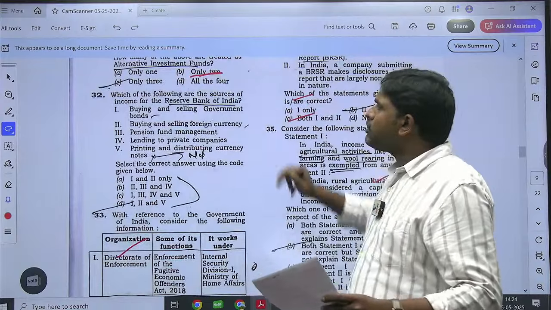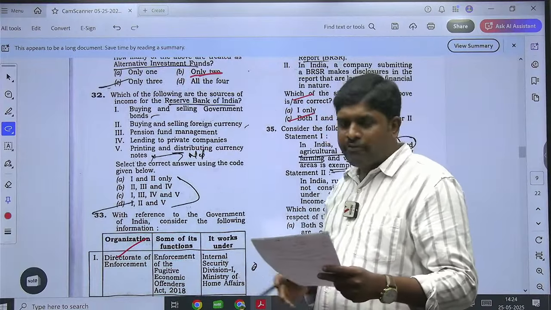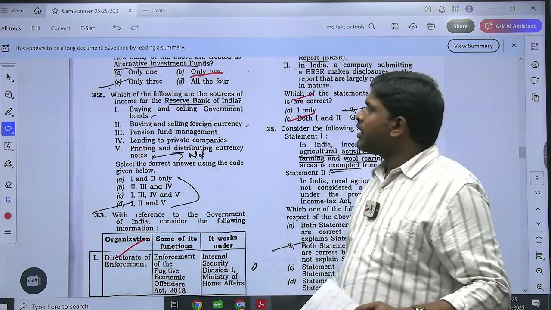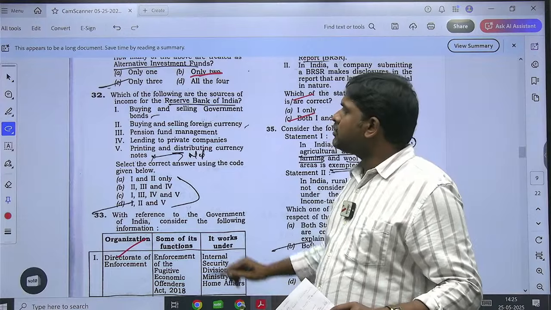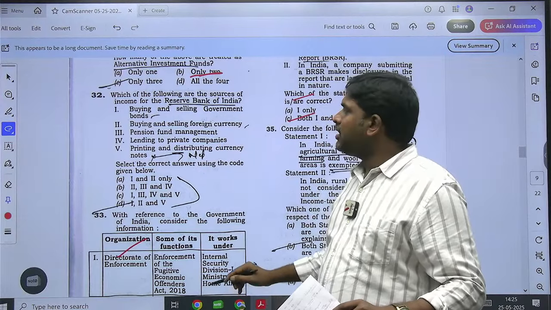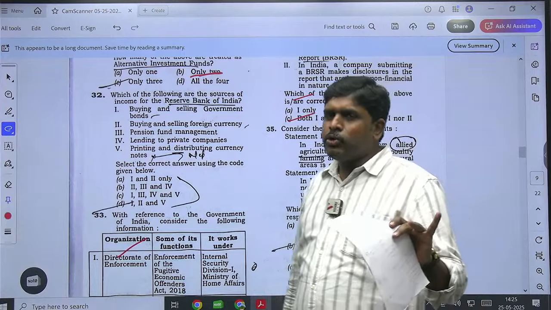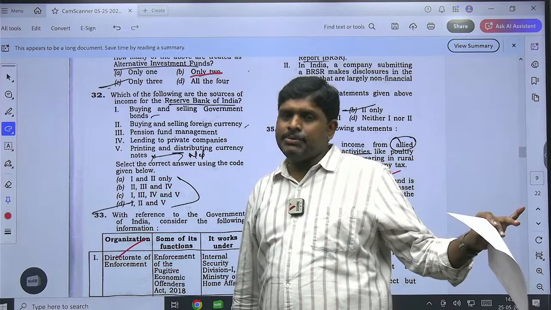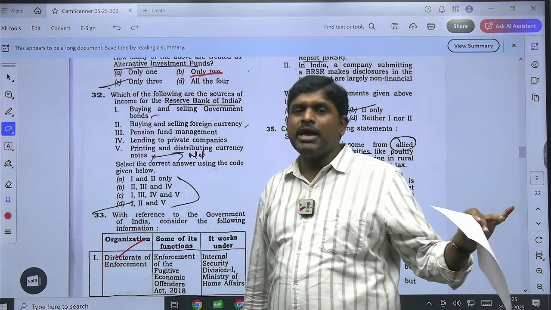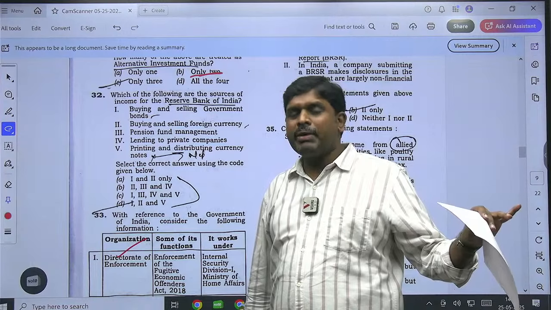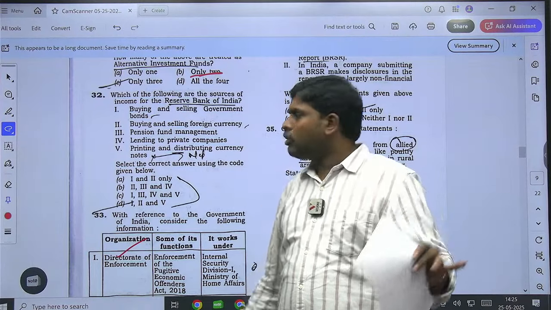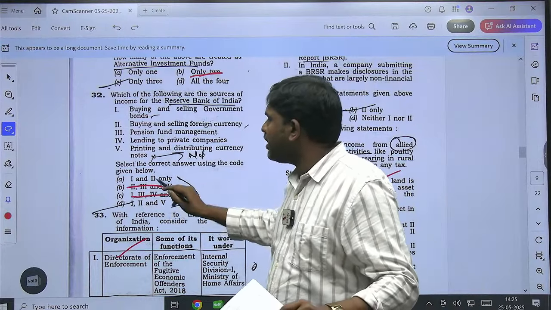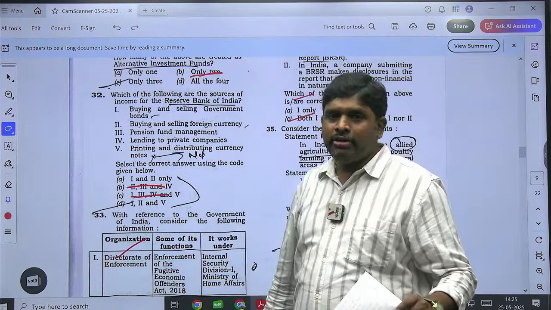And question 32: which of the following are sources of income for the Reserve Bank of India? Select the correct answer using the code given below. Buying and selling government bonds, buying and selling foreign currency, lending to private companies. See, lending to private companies is the duty of commercial banks, scheduled commercial banks, SCBs. It is never the duty of RBI. RBI will be lending to the banks, but lending to private companies is the duty of the commercial banks. So by the elimination method also we can remove 3, and the remaining are 1 and 2.